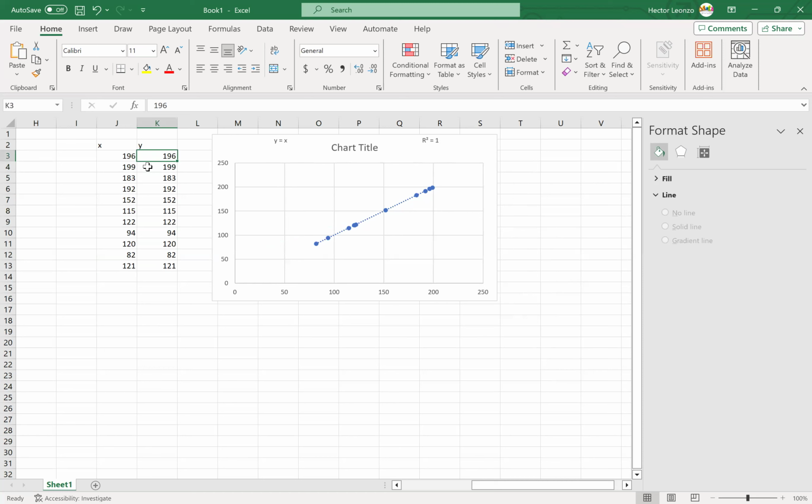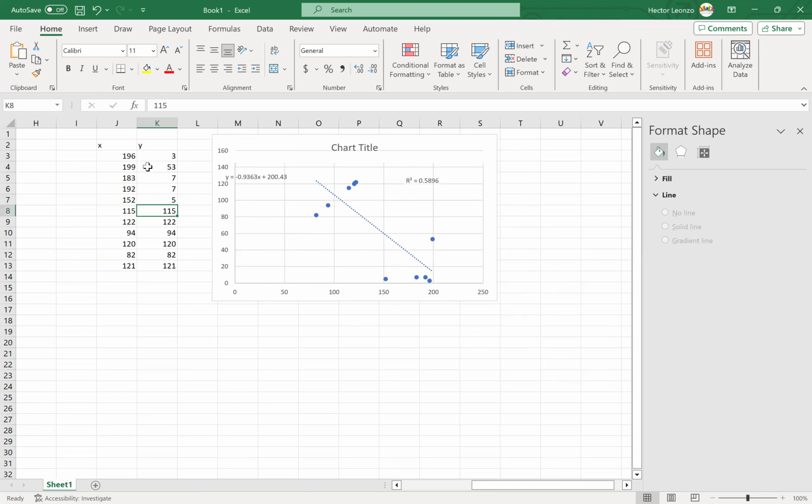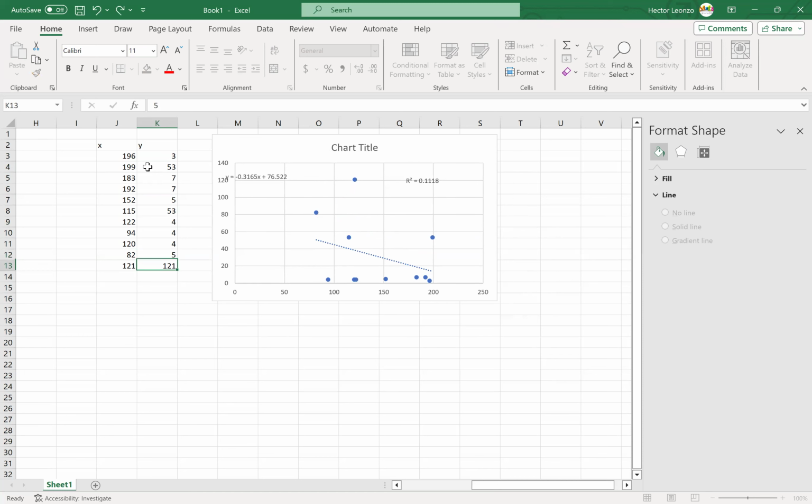Now, the y value, I'm supposed to use the ant species for y. So my values are going to be 3, 53, 7, 7, 5, 53, 4, 4, 4, 5, 4.